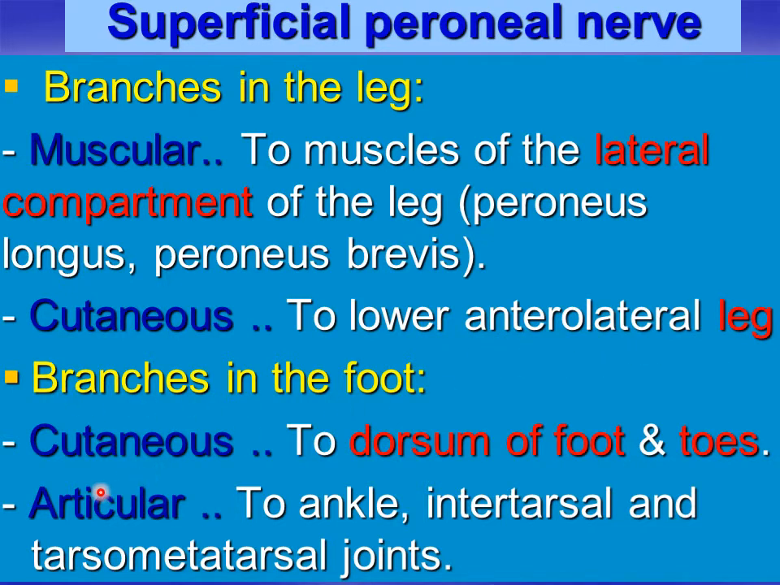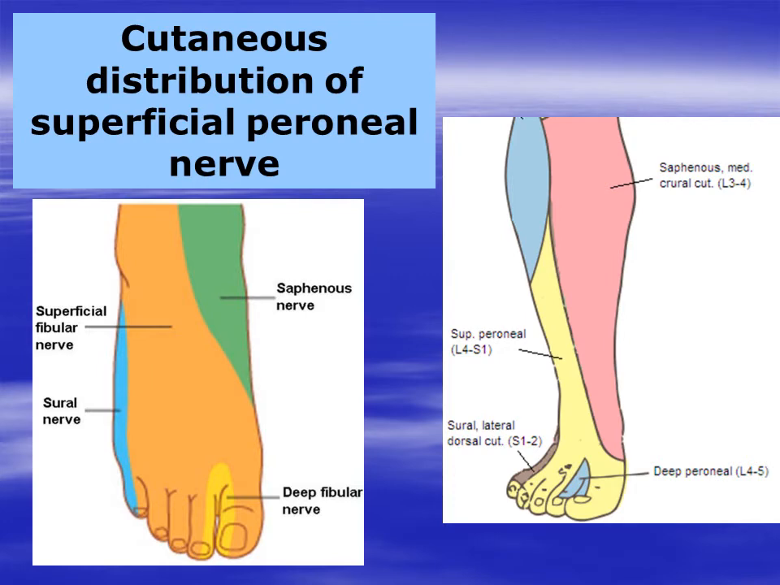In the foot, it supplies cutaneous branches to the dorsum of the foot and toes, and supplies articular branches to the ankle joint, intertarsal and tarsometatarsal joints. This drawing summarizes the cutaneous distribution of the superficial peroneal nerve in the leg and in the dorsum of the foot.